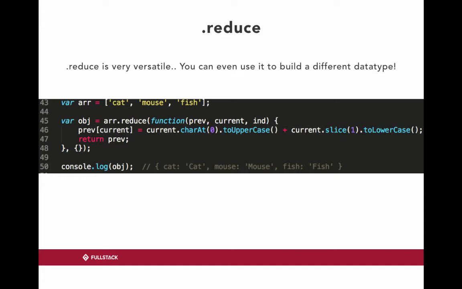So in the starting point, if prev was undefined, we can't say undefined.cat equals uppercase cat. It's not going to know what to do with that. Prev has to be an object. And so we create the starting point as an empty object here. We could also make the starting point be an object that is loaded with things, and we're just adding more things to it. This could be a named variable that exists somewhere up there.